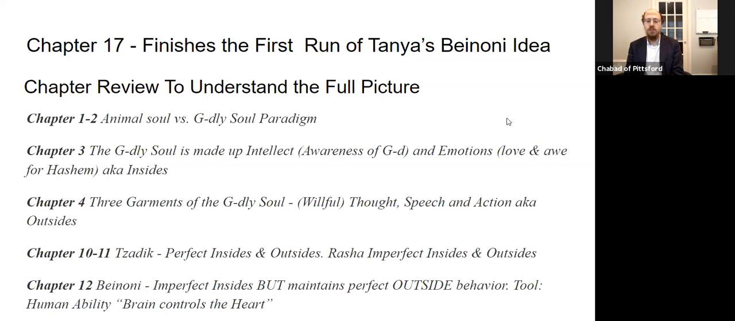And the answer is he has one tool. The tool is called the human ability. The brain controls the heart. A human being has the special advantage: the mind can override the heart. So if you really would like a certain pleasure, but you know it's wrong, you have the ability to tell the heart, no, I'm not going to do that.